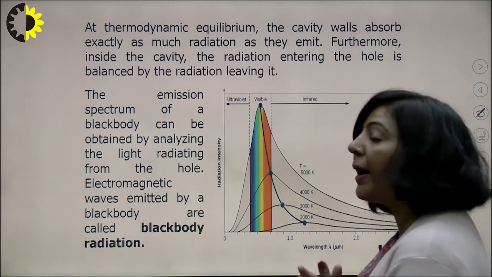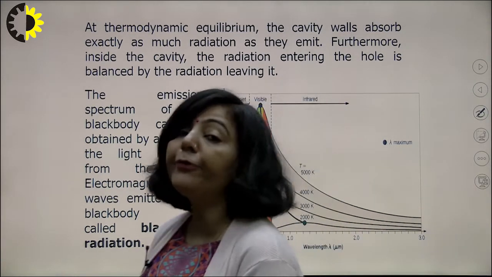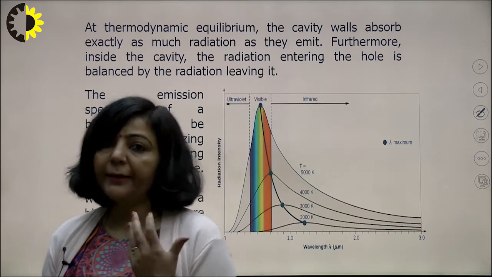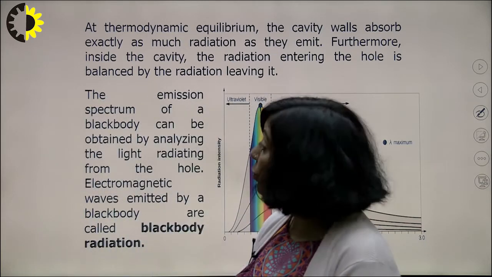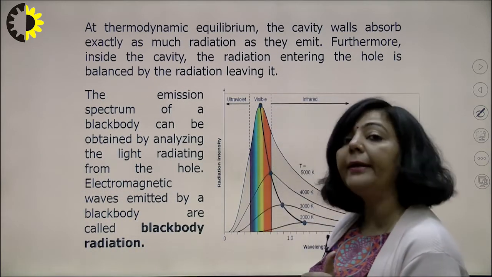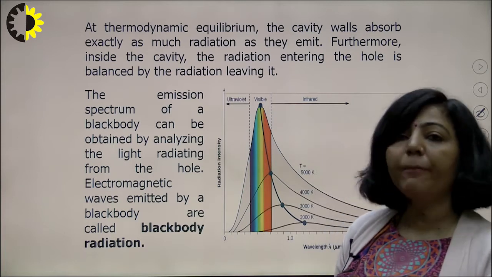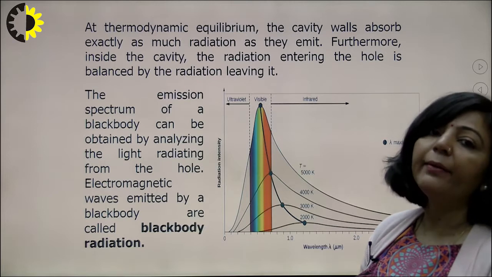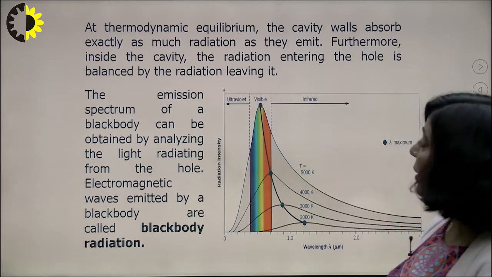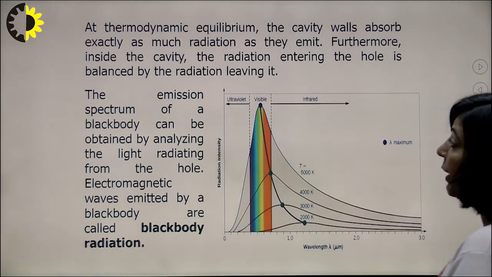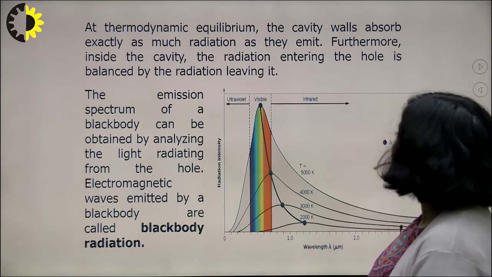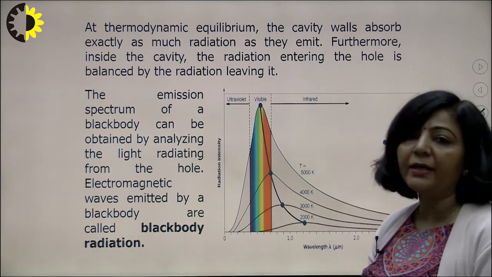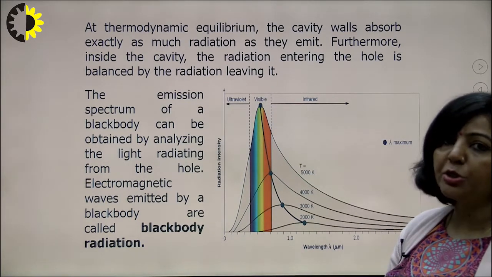Means if you have a black body kept at temperature T, then it will emit radiations. Those electromagnetic radiations which are emitted by that black body are known as black body radiations. And the graph which you can see in this slide is known as the black body radiation spectrum.